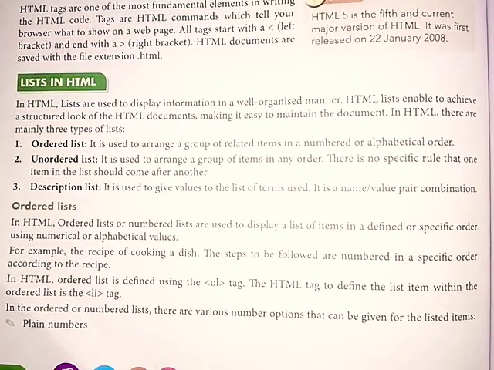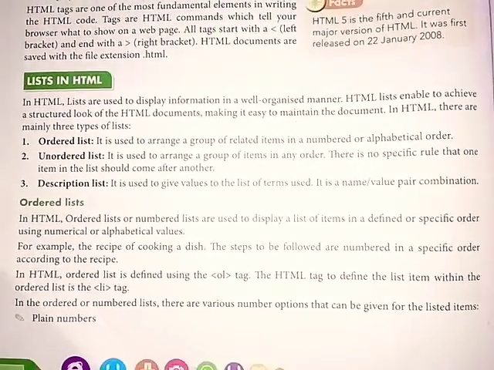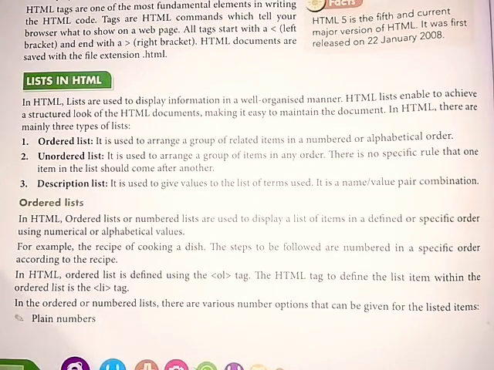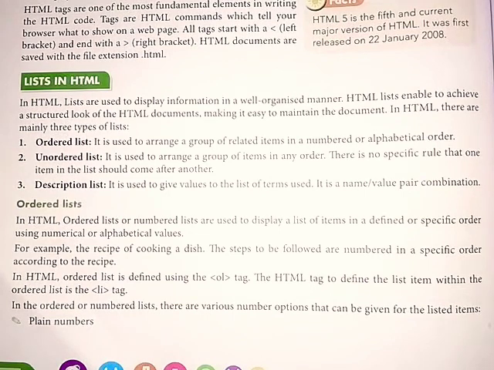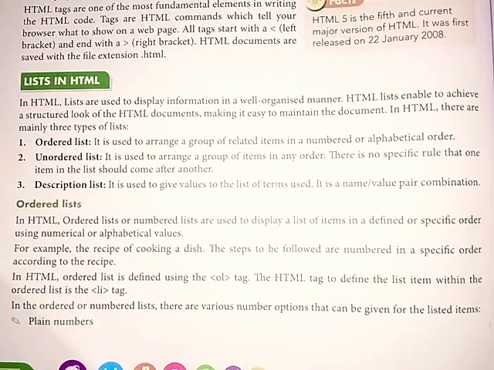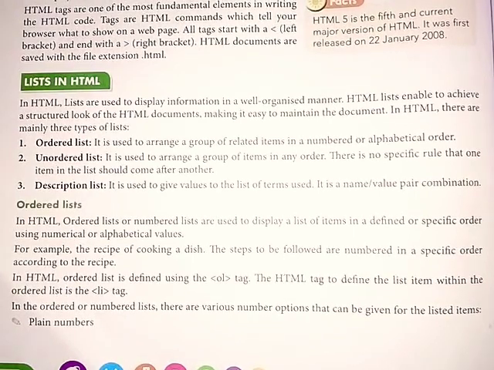Description list. It is used to give values to the list of the terms used. It is a name-value pair combination. Ordered lists. In HTML, ordered lists or numbered lists are used to display a list of items in a defined or specific order, using numerical or alphabetical values. For example, the recipe of cooking of a dish. The steps to be followed are numbered in a specific order according to the recipe.